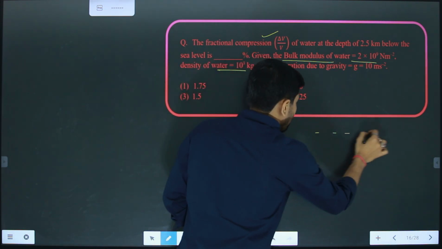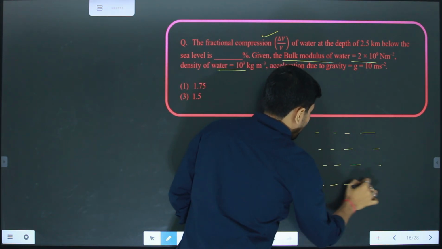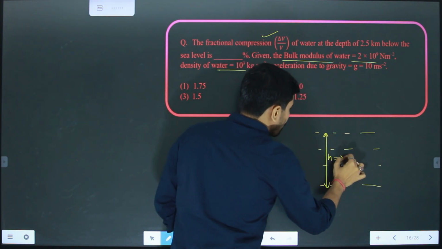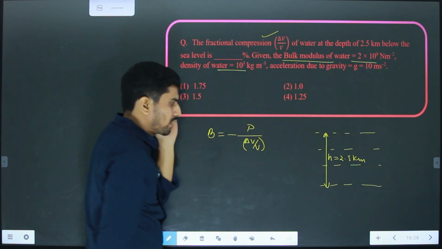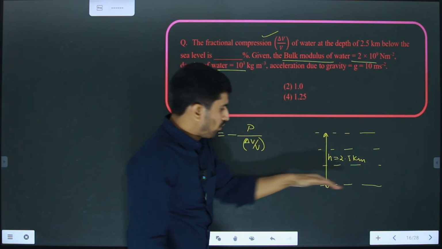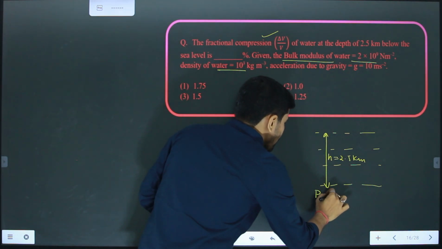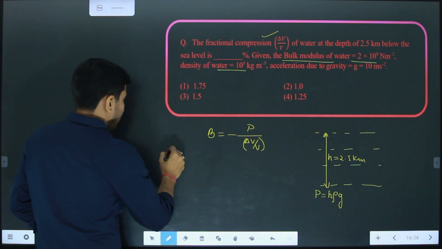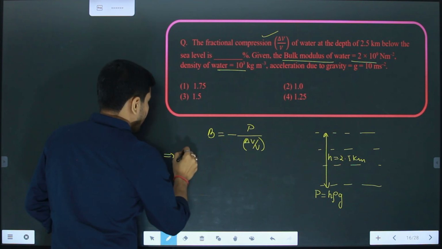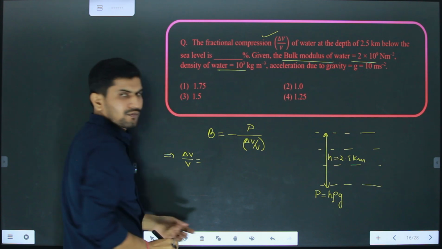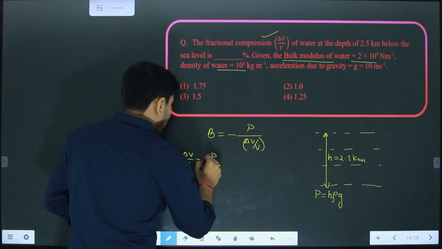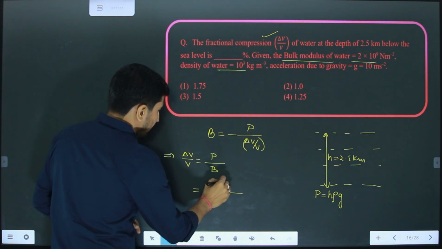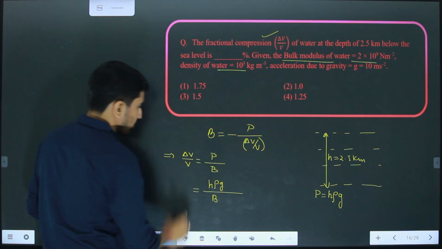Let's say this is the water, okay, and from the top we have to calculate this fraction at a depth of 2.5 kilometer, okay, 2.5 kilometer. Now we know that at a depth, what is the hydrostatic pressure? The hydrostatic pressure is given by H rho g. This is the hydrostatic pressure, okay. Now I will take this fraction del V divided by V here, and we will ignore the minus sign, then P divided by B. This is hydrostatic pressure H rho g and divided by bulk modulus, okay.